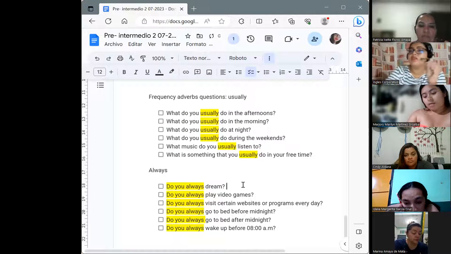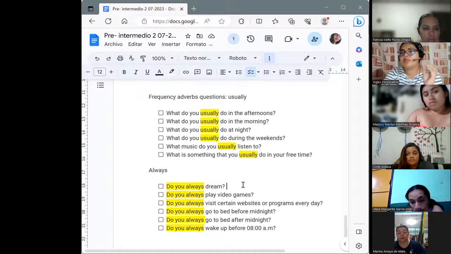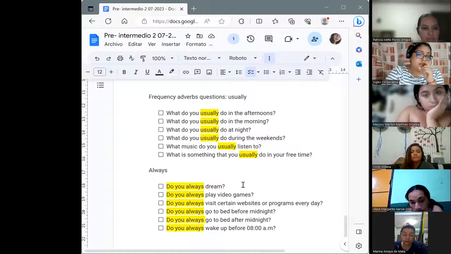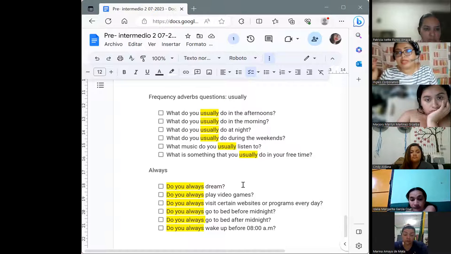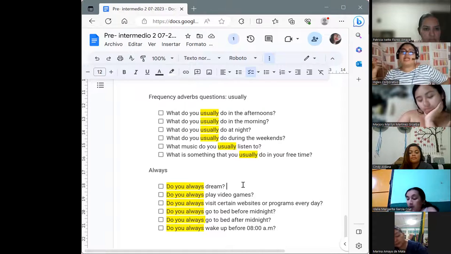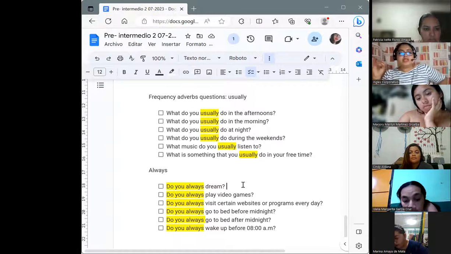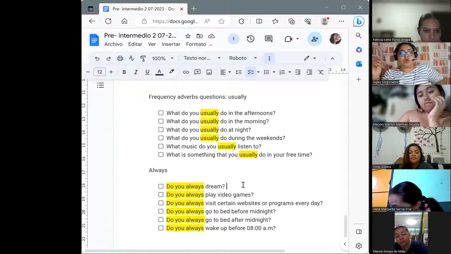Okay, aquí está. Al inicio de nuestra pregunta llevamos lo mismo. Do you always? And then we have the idea or the topic that we need to ask about. Aquí hacemos la pregunta, pero al final agregamos el tema del que estamos haciendo la pregunta. Como en el primer caso, do you always dream? ¿Tú siempre sueñas? Do you always play video games? ¿Tú siempre juegas videojuegos? Do you always visit certain websites or programs every day? ¿Tú siempre visitas los mismos sitios web o ves los mismos programas todos los días?